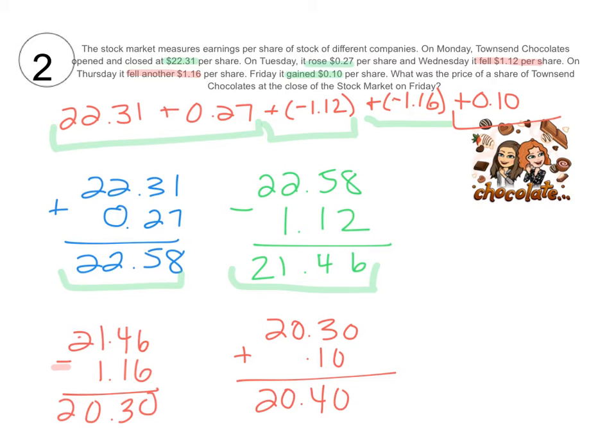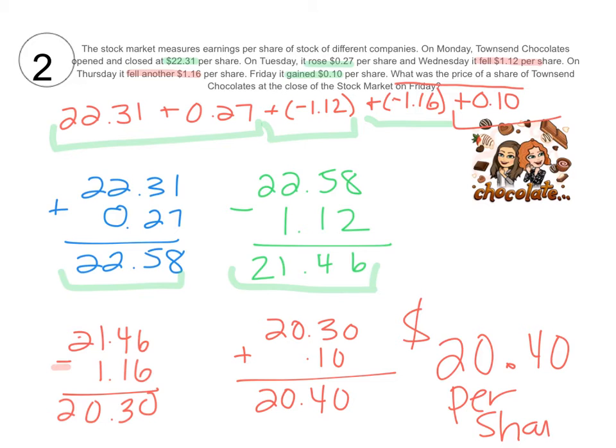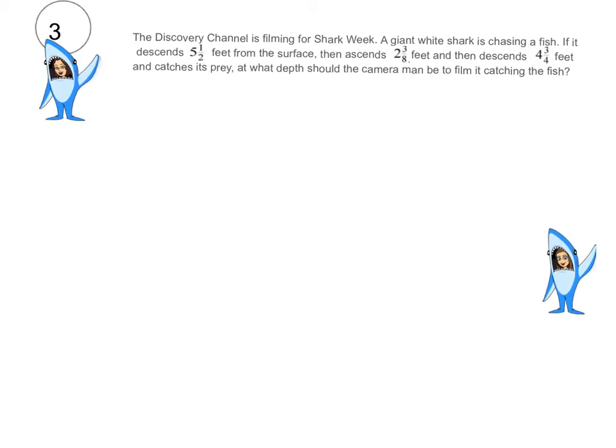So to answer the question, which was what was the price of shares for Townsend's Chocolates, it would be $20.40 per share. Okay. All right, number 3 says the Discovery Channel is filming Shark Week.